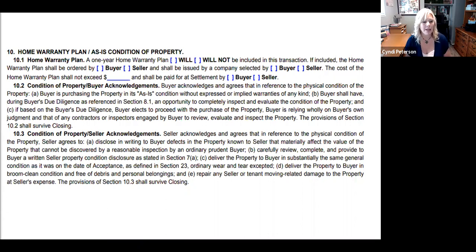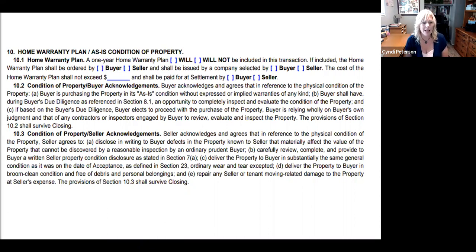10.3, condition of the property and seller's acknowledgements. Again, seller acknowledges and agrees that in reference to the physical condition of the property, the seller agrees to disclose in writing to buyer defects in the property known to the seller, which would be our seller disclosures, basically, that materially affect the value of the property that can't be discovered by a reasonable inspection or by a prudent buyer. And then B, carefully review, complete, and provide the buyer a written seller property condition disclosure. So these are kind of going through all the things.